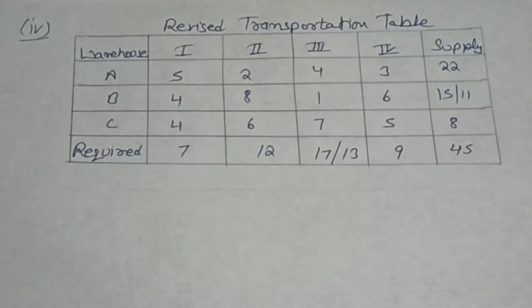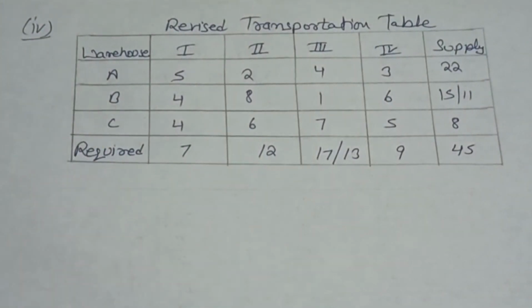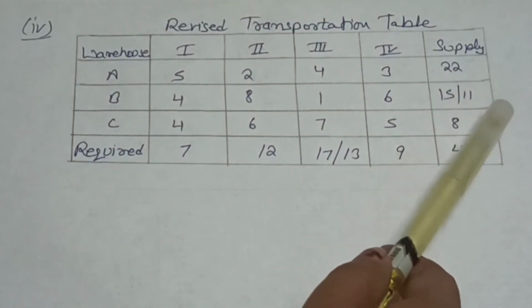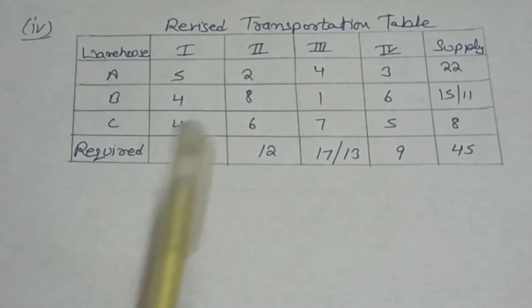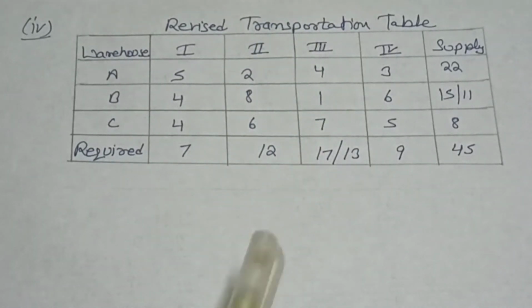So now we have our fourth point. In the fourth point, we have to calculate: if the supply from warehouse B reduces from 15 to 11 units, and the requirement of the third market reduces from 17 to 13 units, then we have to find our optimal solution, the optimal transportation schedule.